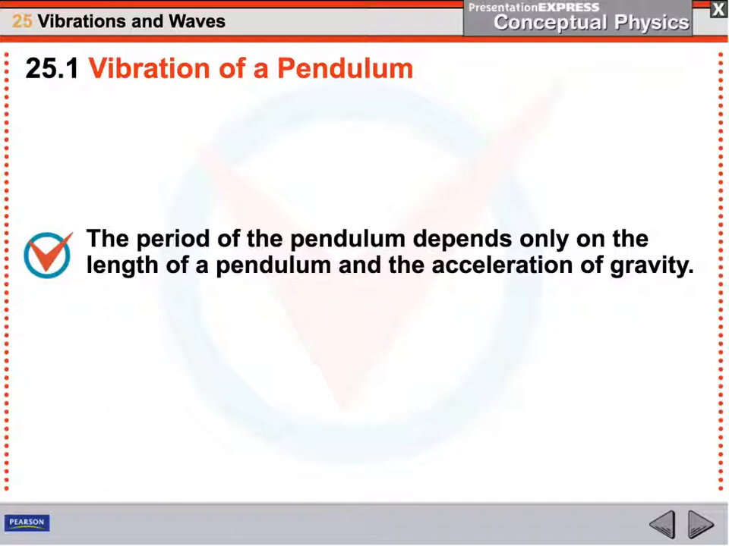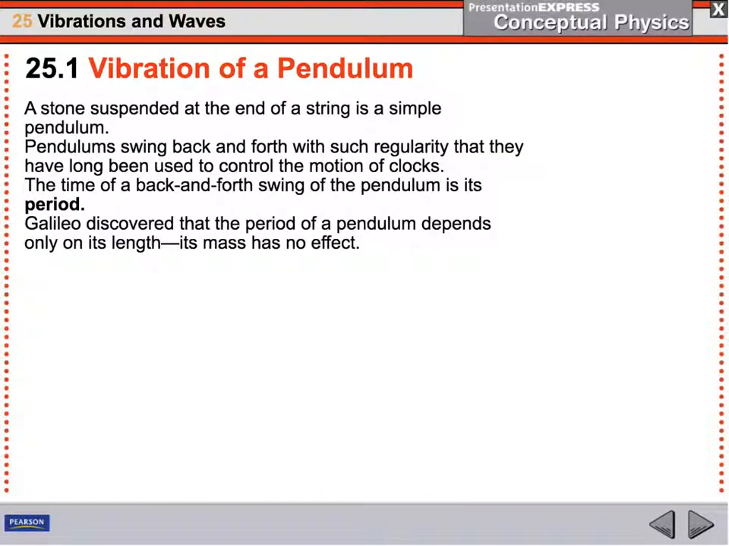The period of a pendulum depends only on the length of the pendulum and the acceleration of gravity, and we'll be working problems in class with that this week. A stone suspended at the end of a string is a simple pendulum. Pendulums swing back and forth with such regularity that they have long been used to control the motion of clocks. The time of a back and forth swing of a pendulum is its period.